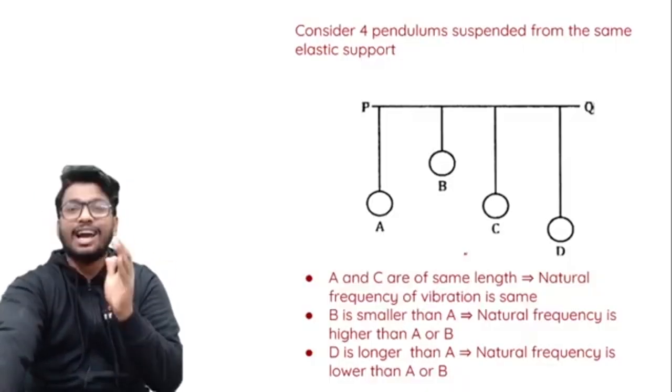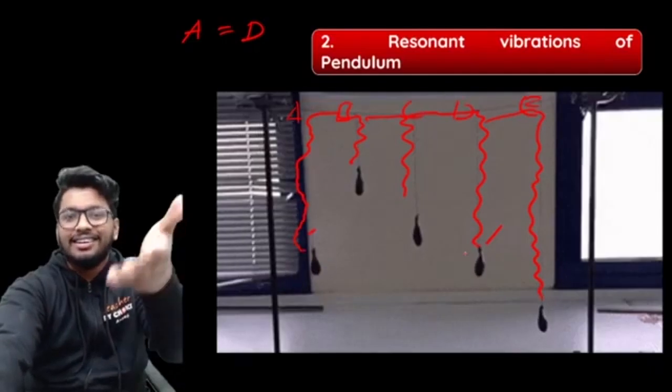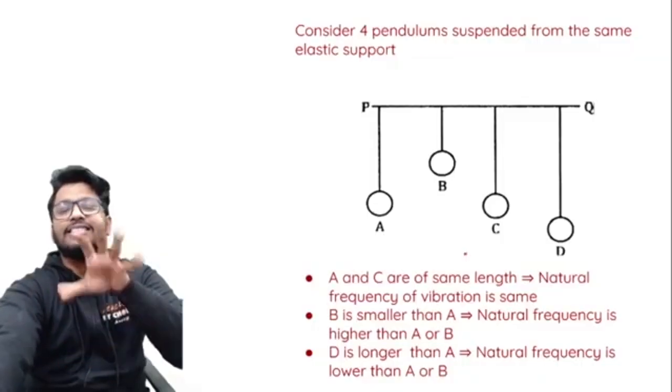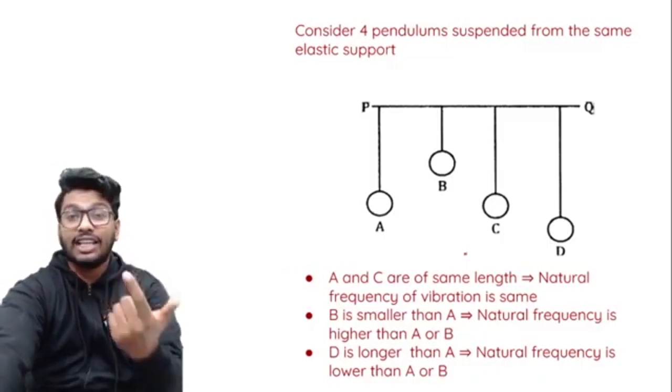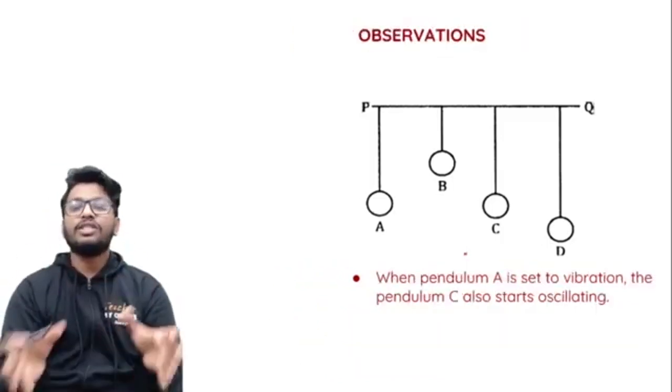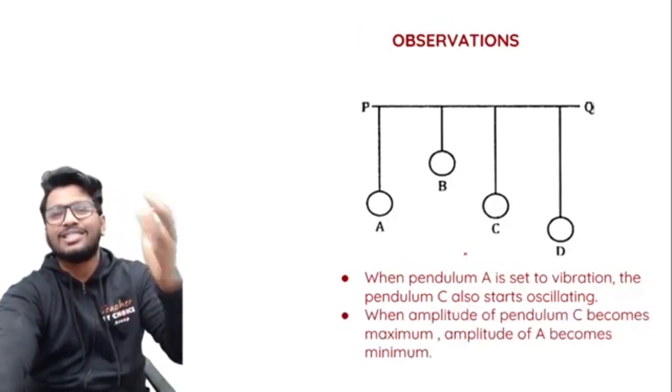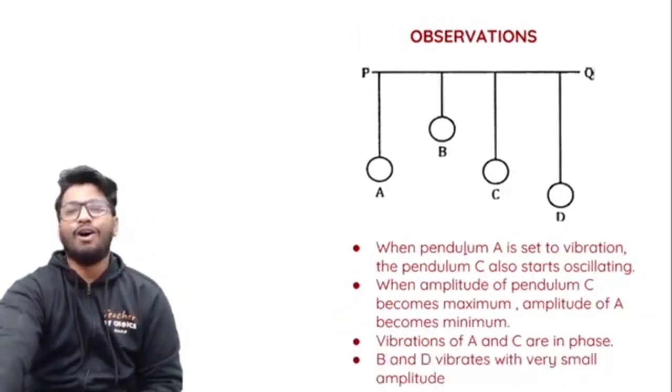But in C, however, okay, I think I named it different. No, it is D itself. So D in this case, you can see that it oscillates a lot more because the frequency of A and D is equal. Simple. So that is the answer, guys. That is another demonstration of this one.